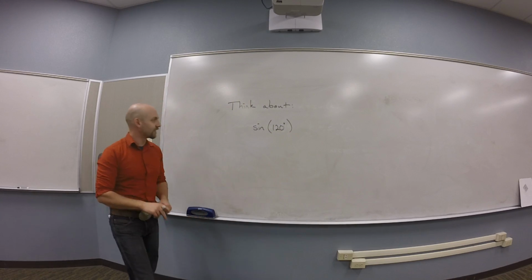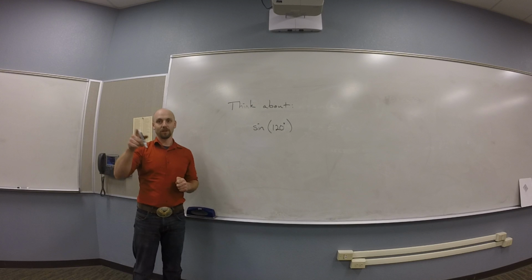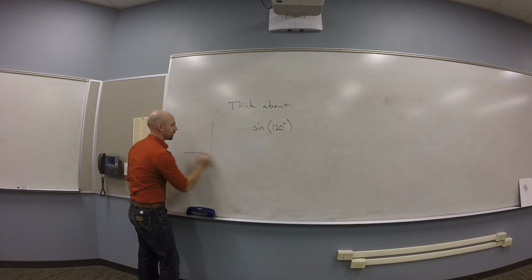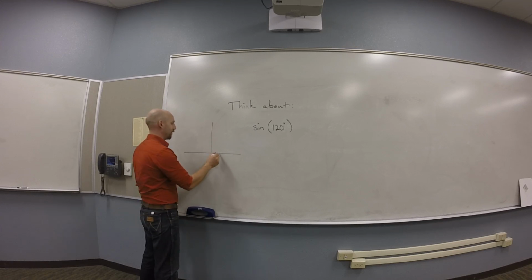Let's think about the sine of 120 degrees. You take the reference angle. First things first, I want to figure out where 120 degrees is. It's 60 degrees away from 180, which is where you put your reference angle. Left and up a little bit.